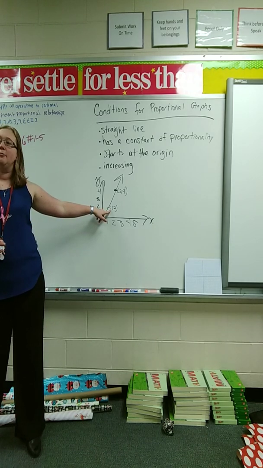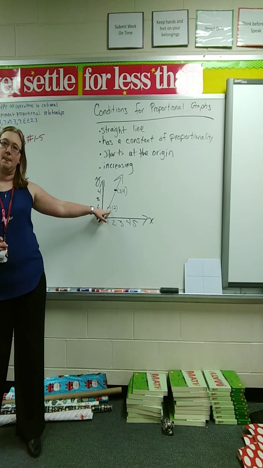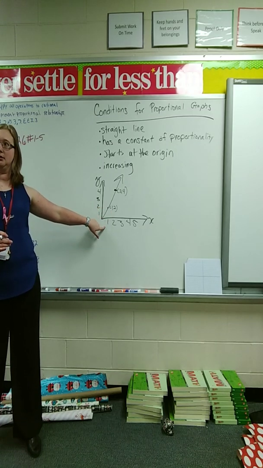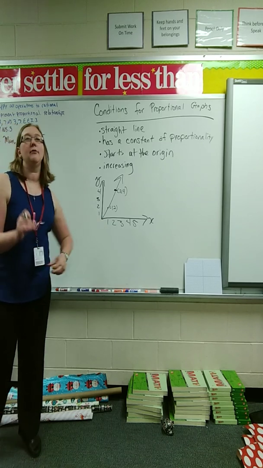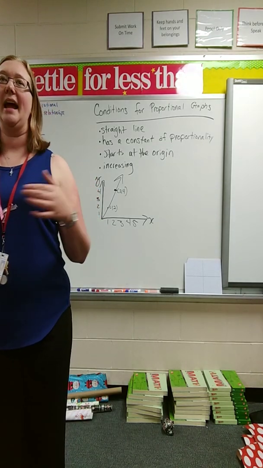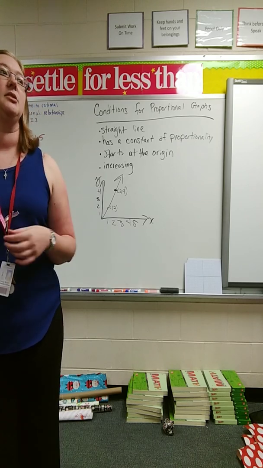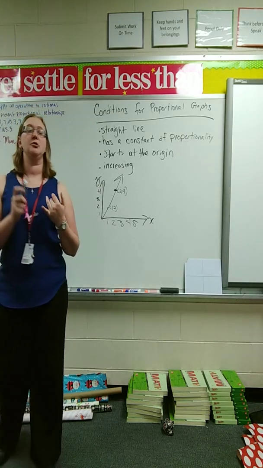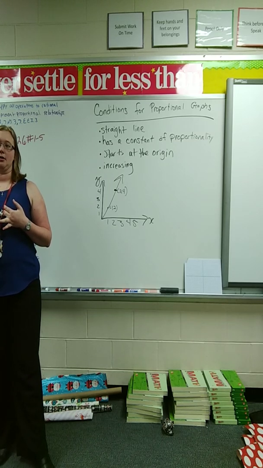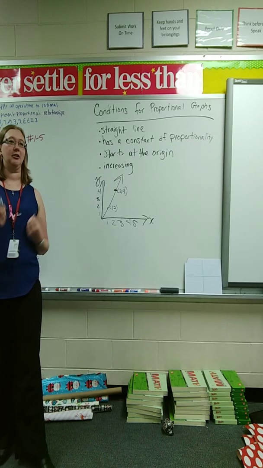My unit rate, which is my constant of proportionality, is going to be whatever my y value is when x is 1. So if you have a graph where the 1 is given, where you know what y is at x = 1, that means that you are given the unit rate. That means that you are given the constant of proportionality, which means you don't have to calculate it.